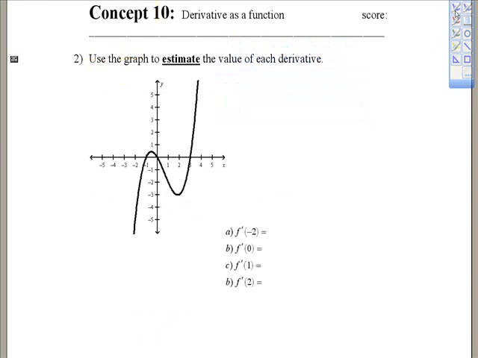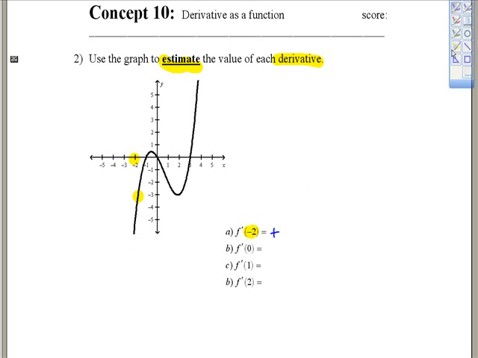Okay, number 10, I graded this one kind of soft this time. I was basically looking to see if you could estimate at least the correct sign of the derivative. So at negative 2, we're about right here. You can see the slope is going to be positive, right? Fairly steep and positive. So I was looking for some positive value there.